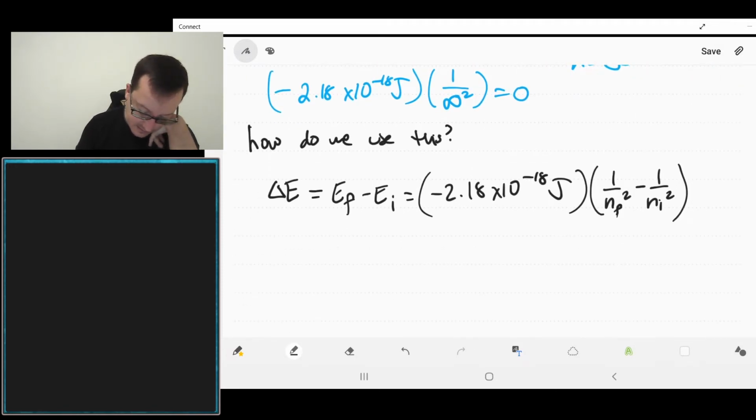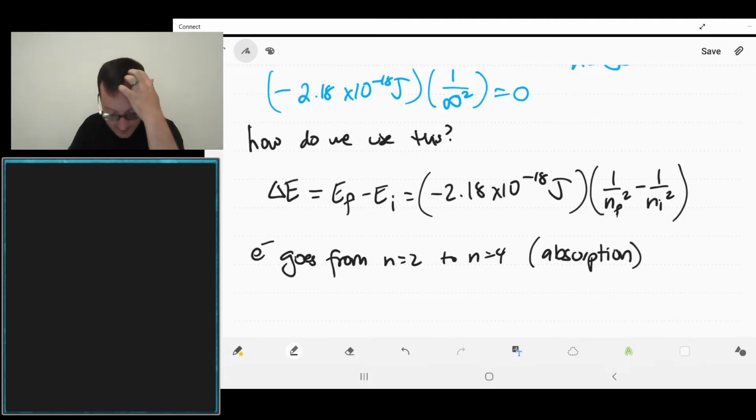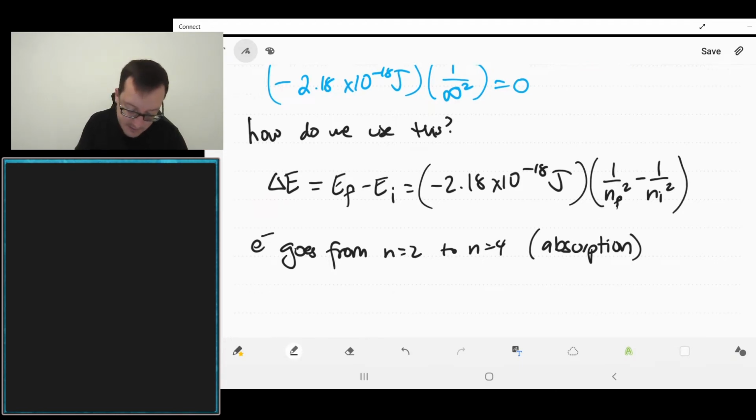So let's say, what about, let's go from n equals 2 to n equals 4. This is absorption. And let's see what this is going to be. We're going to start at n equals 2, that's our initial one. And we're going to be going to n equals 4, so we're absorbing a photon. Let's see what the difference of energy is going to be.